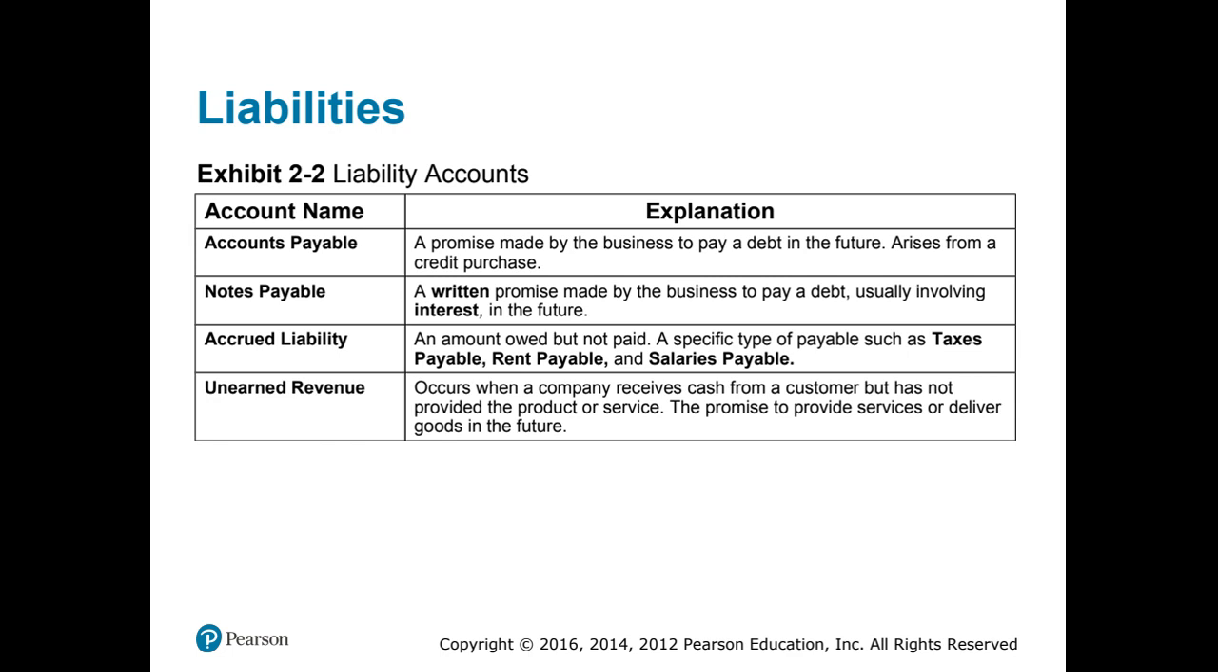So accounts payable is a promise made by the business to pay a debt in the future, and it arises from a credit purchase. Notes payable is a written promise made by the business to pay a debt, usually involving interest in the future. Accrued liability is an amount owed but not paid. A specific type of payable, such as taxes payable, rent payable, and salaries payable. And unearned revenue occurs when a company receives cash from a customer but has not provided the product or service, the promise to provide services or deliver goods in the future.